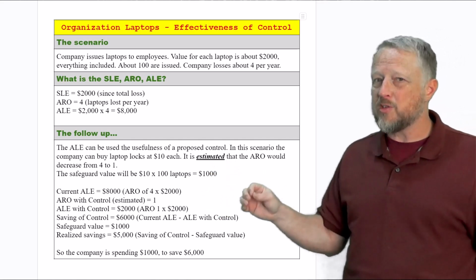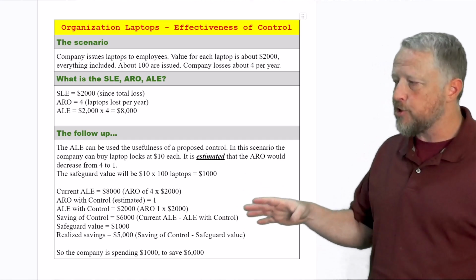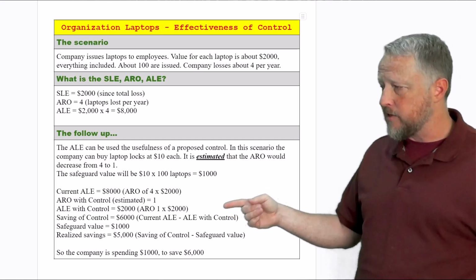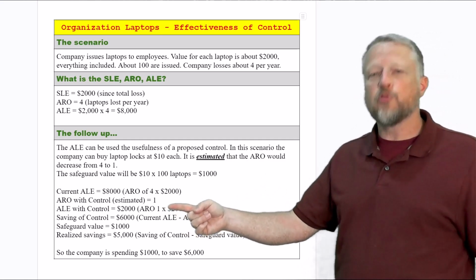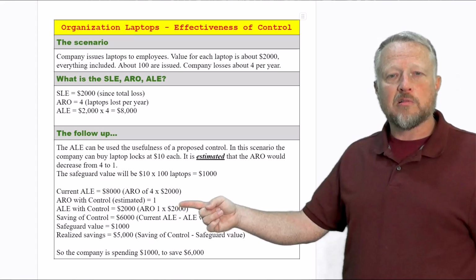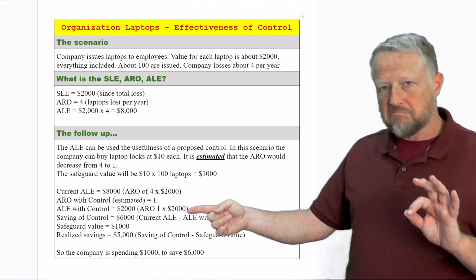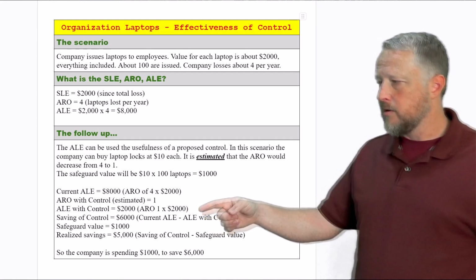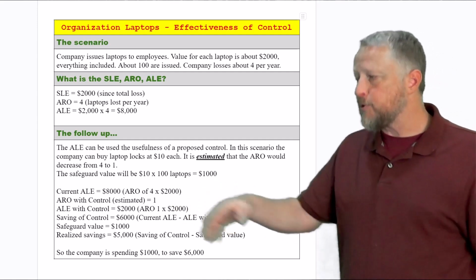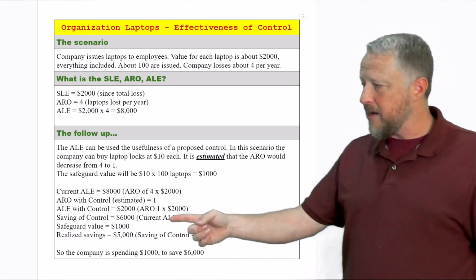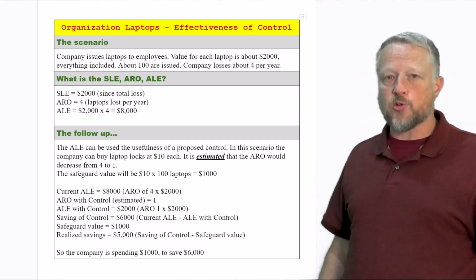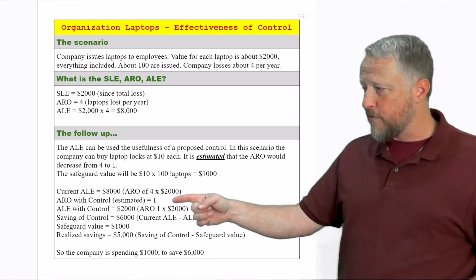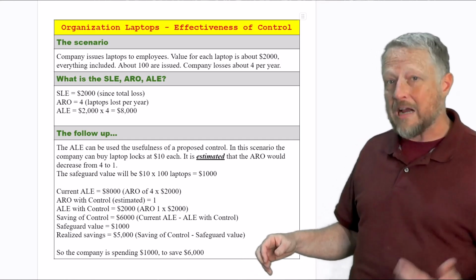Now, by the way, this is with the control, so that really should be highlighted here. With adding laptop locks, of all things, they only expect to lose 1 per year. I'm okay with that, but still. So that's going to cost us, if we lost only 1 laptop, $2,000. That means that our savings with the control is $6,000. That's if this number for the estimate holds out with the locks in place.